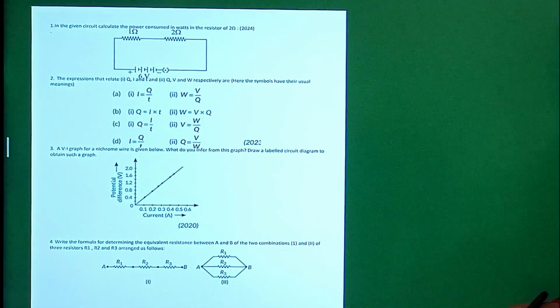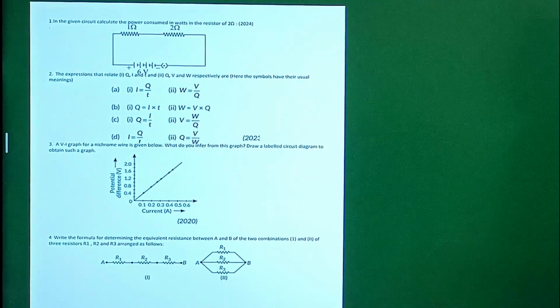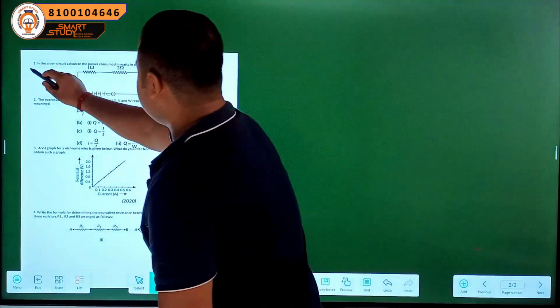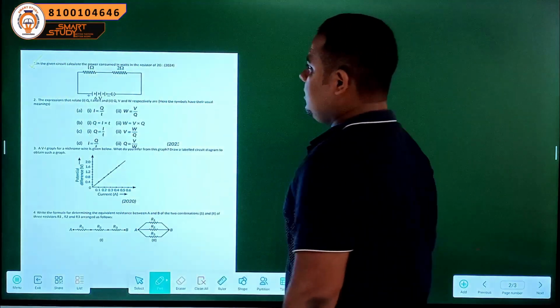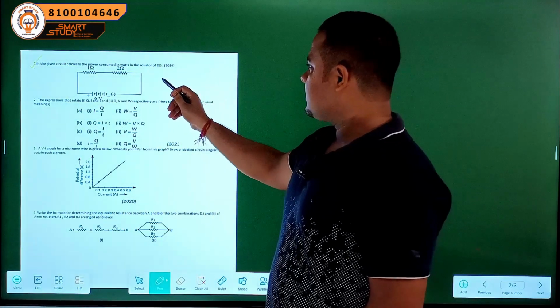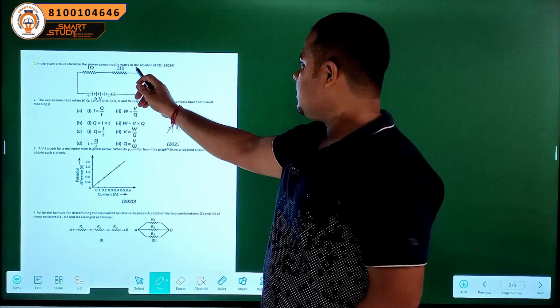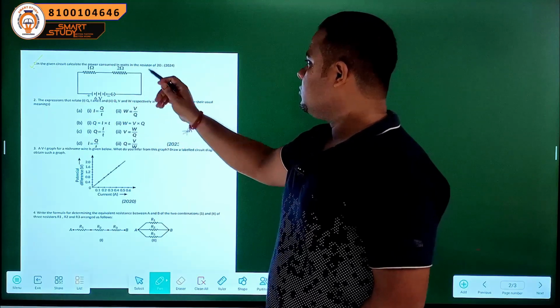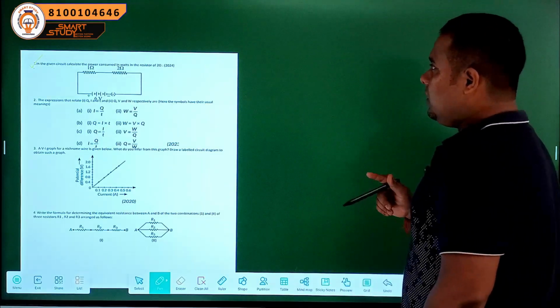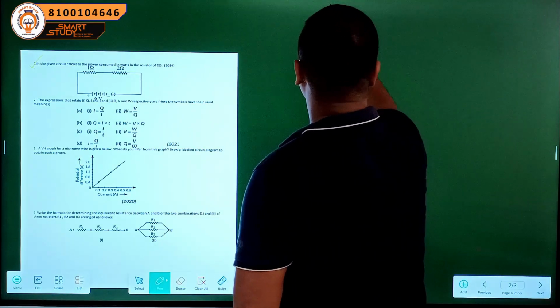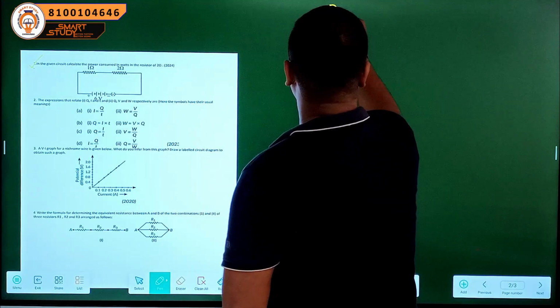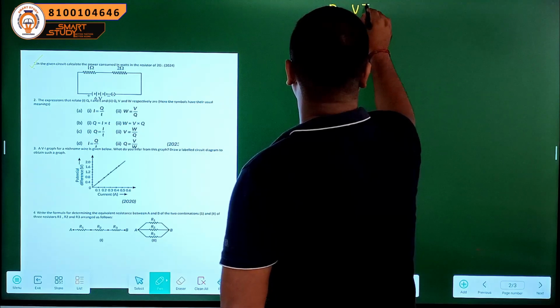We are going to solve a few questions on CBSE Class 10 on the chapter Electricity. I'll go for the first question, in which, in a given circuit, they are asking for the power consumed in watts in the 2 ohm resistor. First of all, we have the formula P equal to V into I.